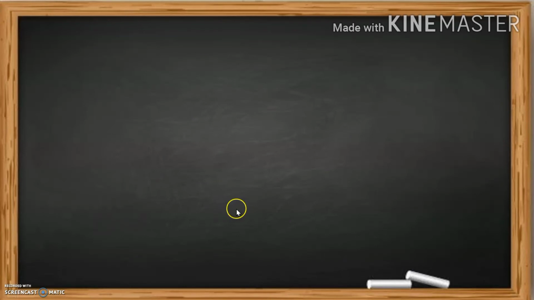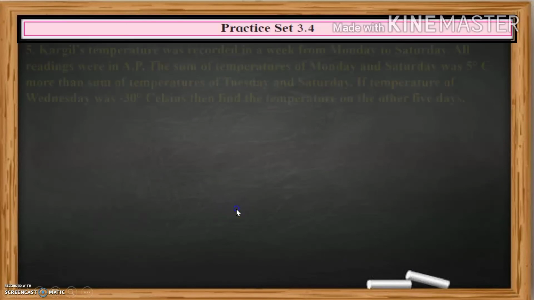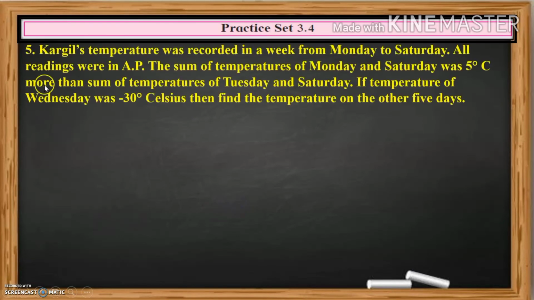Let us take the next question, which says: Kargil's temperature was recorded in a week from Monday to Saturday. All readings were in AP. The sum of temperatures of Monday and Saturday was 5 degrees Celsius more than the sum of the temperatures of Tuesday and Saturday. If the temperature of Wednesday was minus 30 degrees Celsius, then find the temperature on the other 5 days.